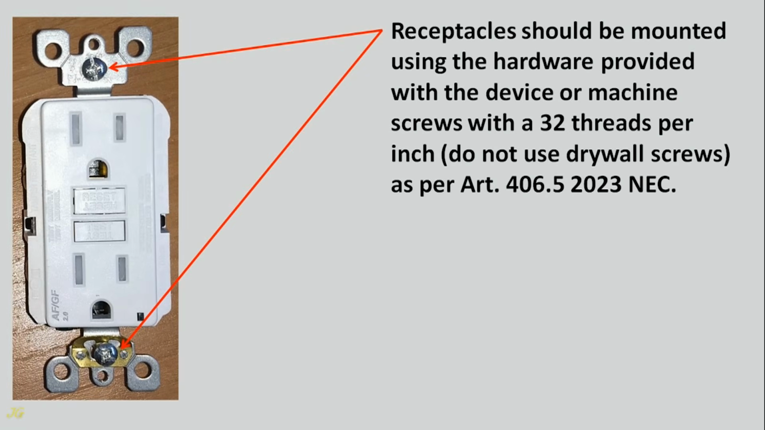Receptacles should be mounted using the hardware provided with the device or machine screws with 32 threads per inch. Do not use drywall screws, as per Article 406.5 of the 2023 NEC.